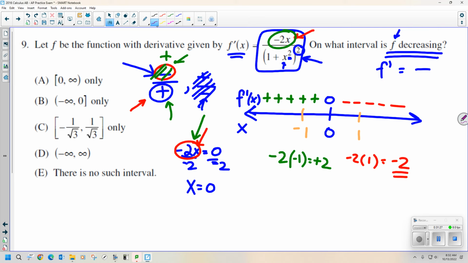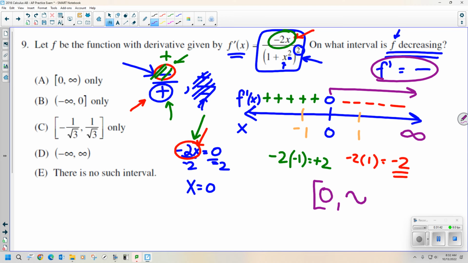Initially, we wanted what? This way, from 0 to infinity. Now, if it's a number, and I'm including that number, I do this, and infinity always has the parenthesis, never the hard bracket. So, the only one that goes from 0 to infinity, I don't even have to worry about hard brackets and soft parentheses, because this is the only one that goes 0 to infinity. That's it, choice A.